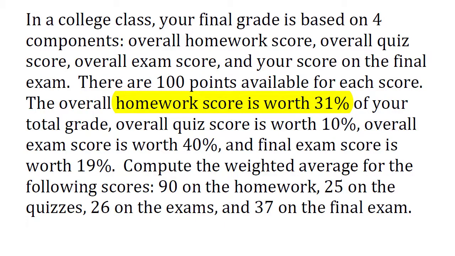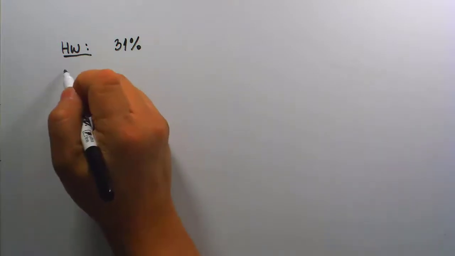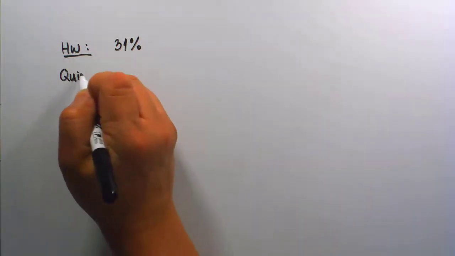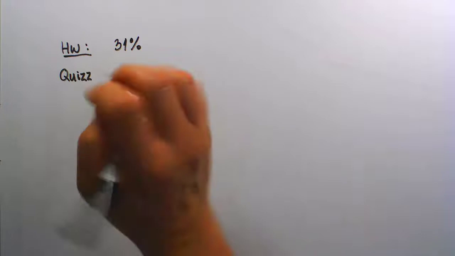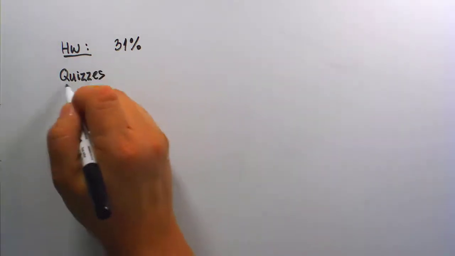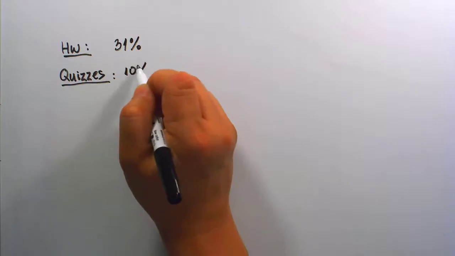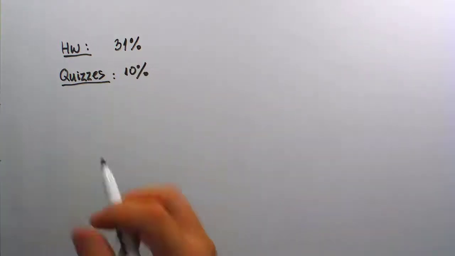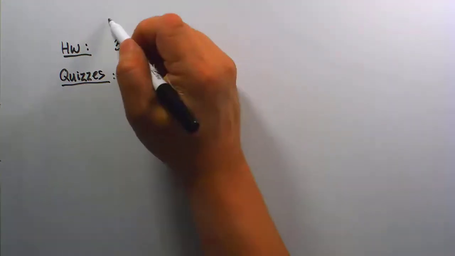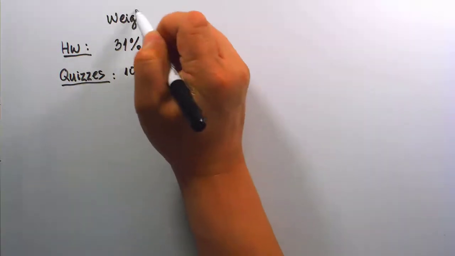Then the next statement here in our example says overall quiz score is worth 10%. So all quizzes, you might have 10 quizzes, you might have only 8 quizzes, but all quizzes together weight 10%. And so these are the weights correspondingly.